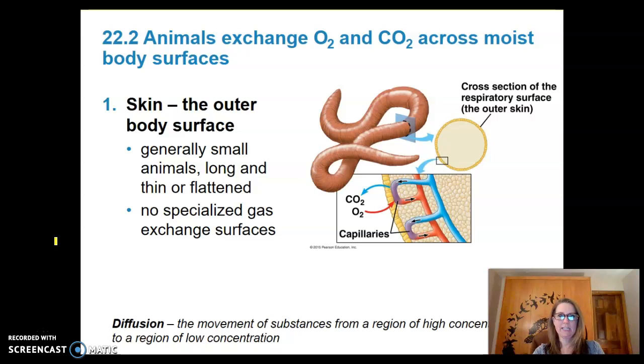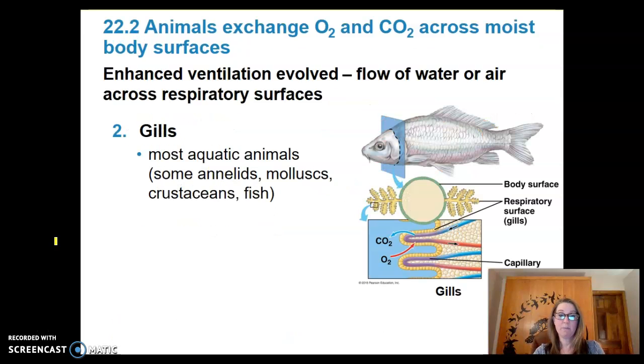You're going to see that in things like earthworms, there's no specialized gas exchange surface. It's just simply the skin. There's another animal that's going to use this type of what we call pulmocutaneous circulation, and that is going to be the amphibians. Okay, next we see that another modification, if you will, of respiratory surfaces is in gills.